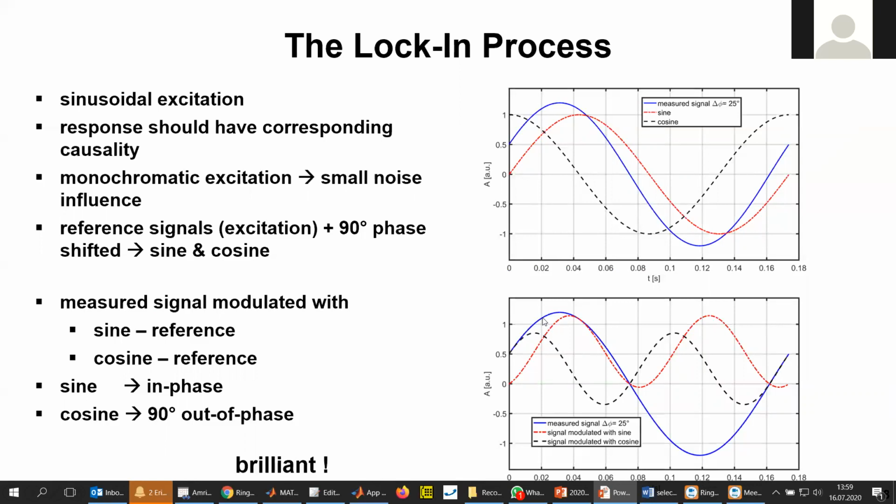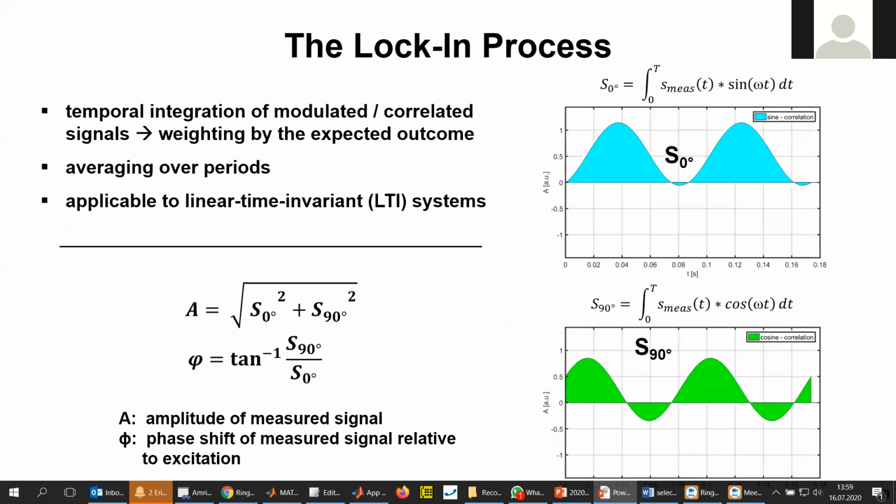We have our measured signal in blue again, and we have the red curve, which is the sine modulated, and the black curve, which is the cosine modulated. We now integrate over a period of our excitation, then we obtain an S0 component for the modulated signal that was modulated with a sine, and an S90 component for the signal that was modulated with a cosine. If we have a closer look at this simple formulation here, we see that it's a correlation that we actually perform here.